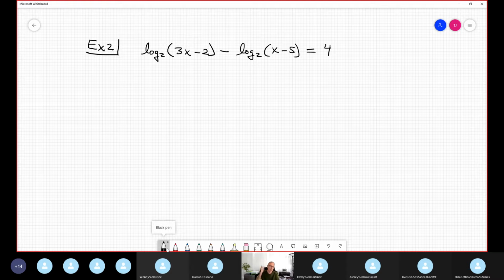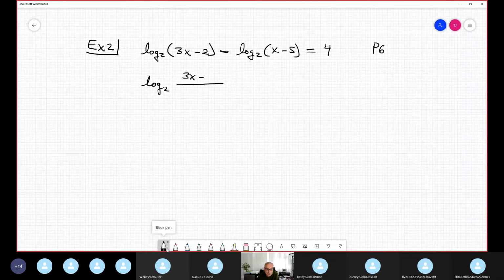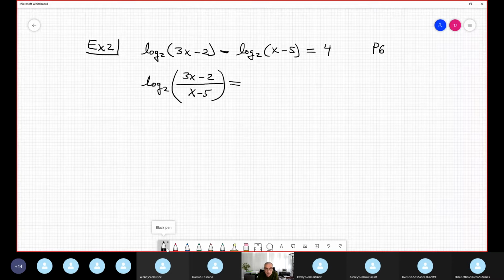This equation contains two logarithms, and the first step is always condensing into only one logarithm. In this case you apply property number 6 because of subtraction. Subtraction becomes division: logarithm base 2 of a fraction. On the top we put the positive part, on the bottom the negative part. As always, I put a parenthesis to indicate that this represents the argument of the logarithmic function. Equal 4. Okay, so far does everyone follow me?